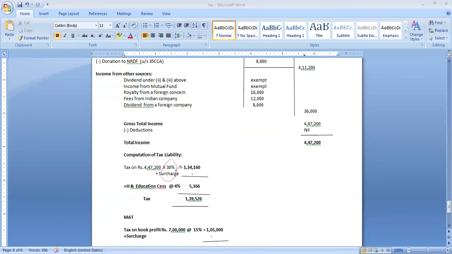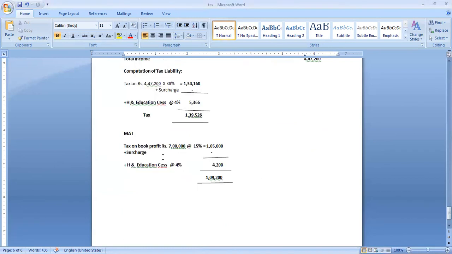And surcharge you are going to add, and health and education cess at the rate of 4% you will add, and the amount you will calculate. And you will compare it with, if in the problem they give book profit, at a flat rate of 15% you will calculate the tax. On that also, if there is a chance of surcharge, you will add, and on that amount you add health and education cess at 4%. And these two amounts you compare. The higher of these amounts is the tax liability of the company.